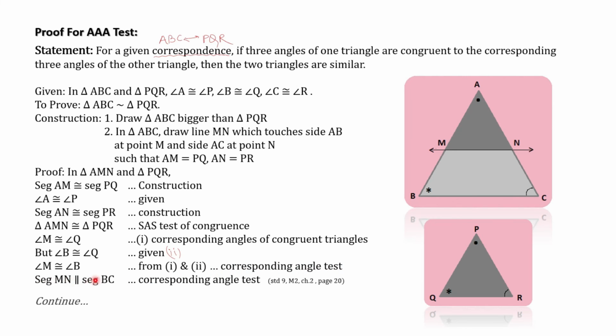Therefore segment MN is parallel to segment BC. Now if this angle and this angle are congruent, then this line, which is MN, and side BC are parallel to each other. This is because of the corresponding angle test. This test or theorem you learn in 9th standard maths 2, chapter 2, page number 20. If you have the 9th standard textbook, you can go and check this.